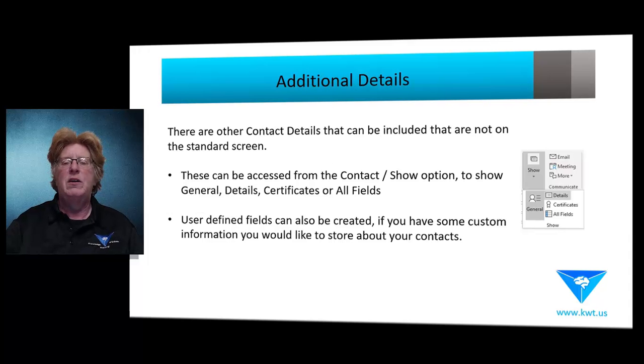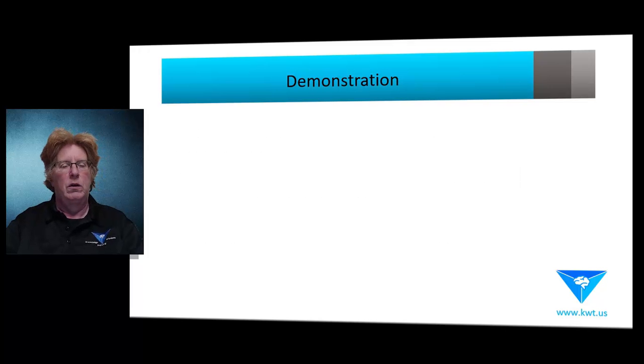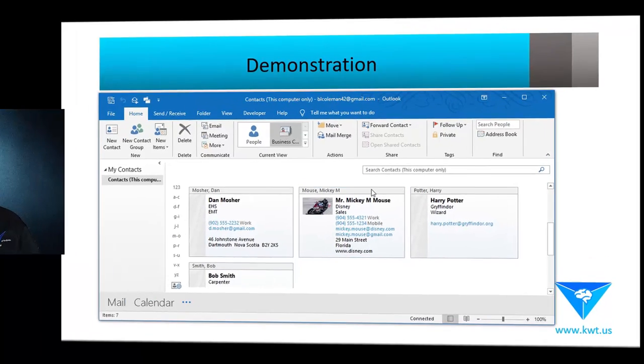There are significant other sets of fields that you can use, and we'll take a look at those shortly. But under the contact screen, you can see where there is general details, certificates, and all fields. So we'll take a look at those, and there are a number of fields that you may find useful that you were not even aware were there. You can create custom fields as well, assuming you need something that is not in the all fields list. So let's take a look at some of those features.